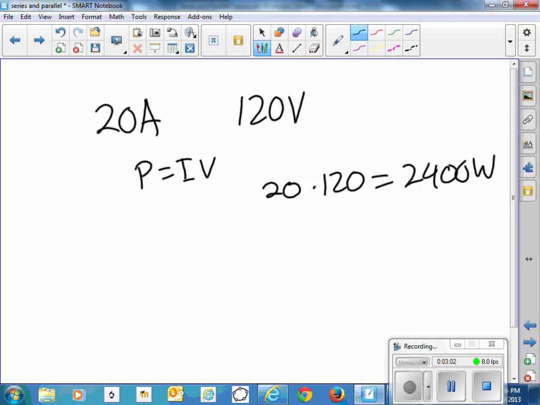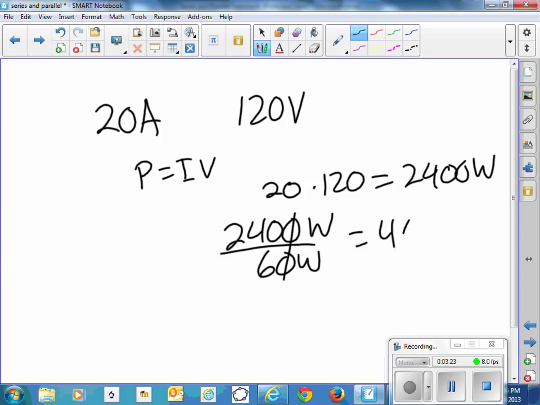So on a 20 amp circuit, how many 60 watt bulbs could I have? I'd have my 2,400 watts divided by a 60 watt bulb. 24 divided by 6 would be 4. 240 divided by 6 would be 40. So a 20 amp circuit could have 40 lights. So you could have a lot of lights in your house on a single circuit.